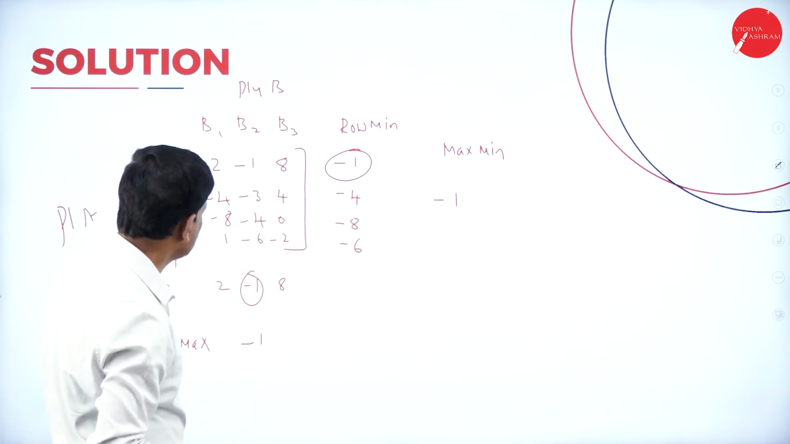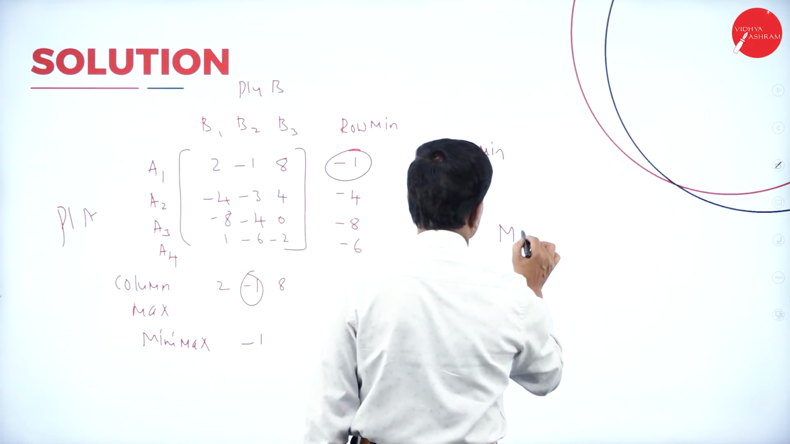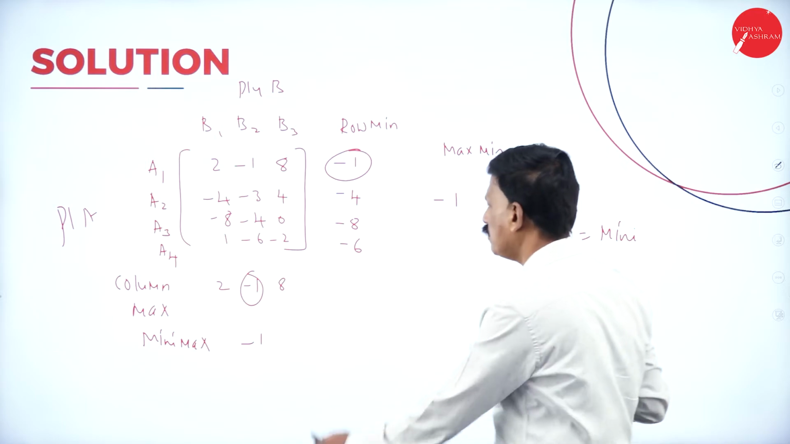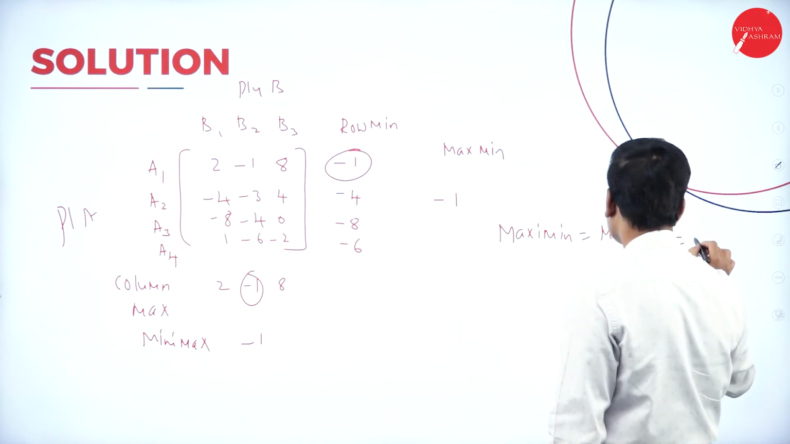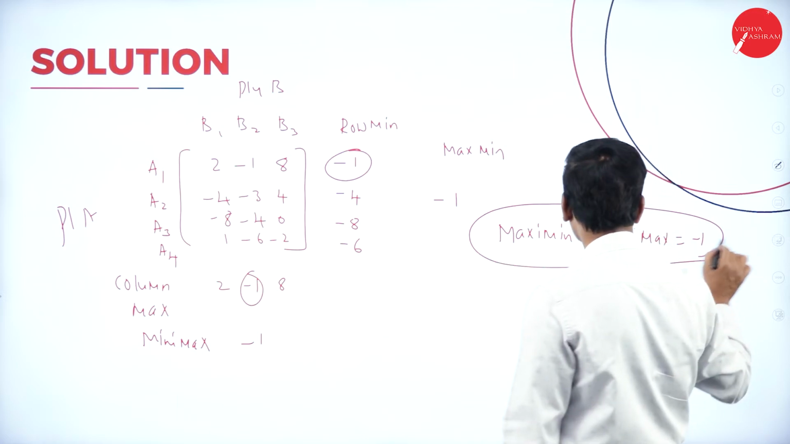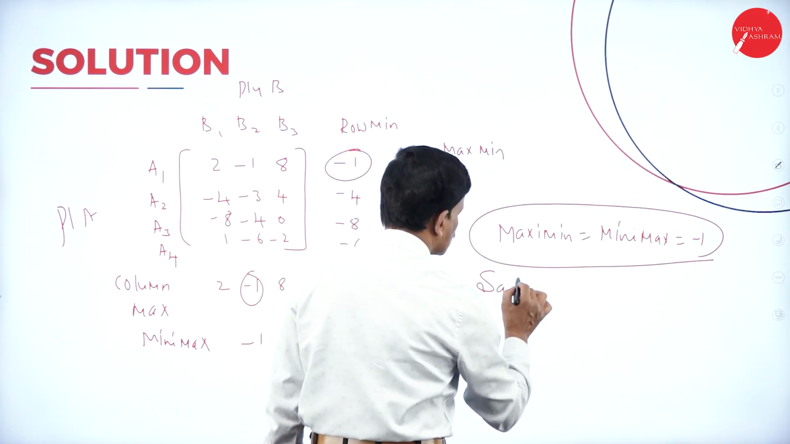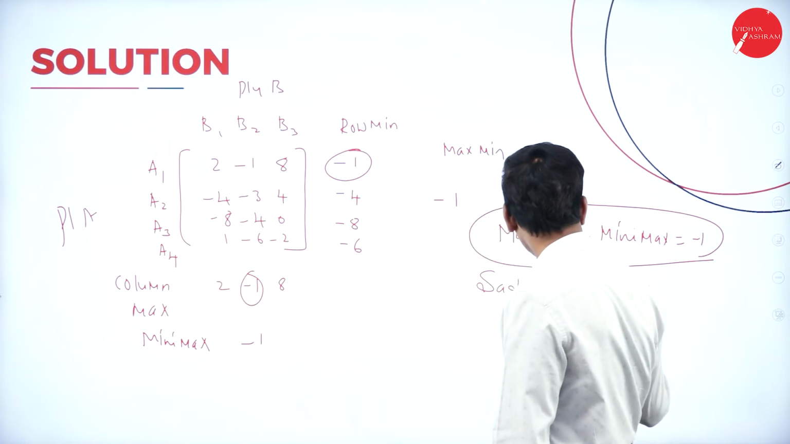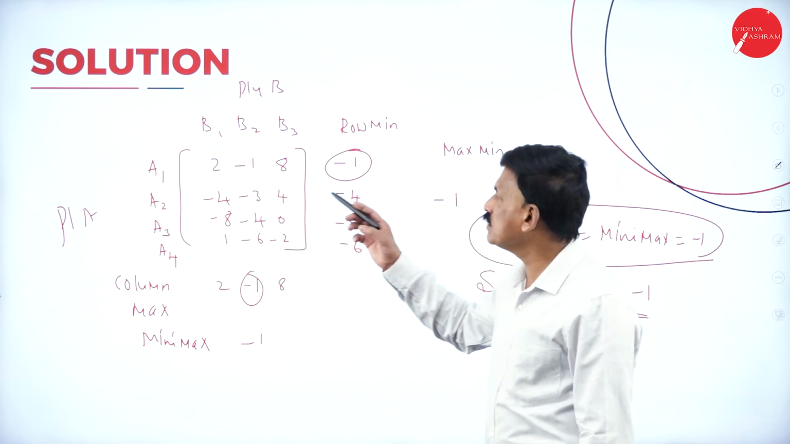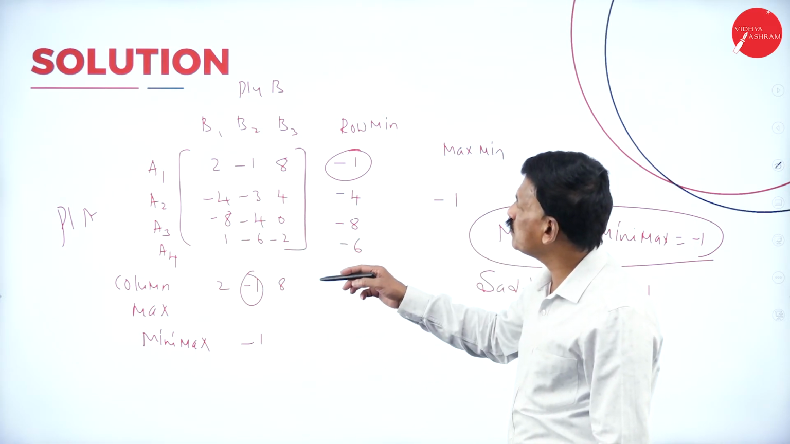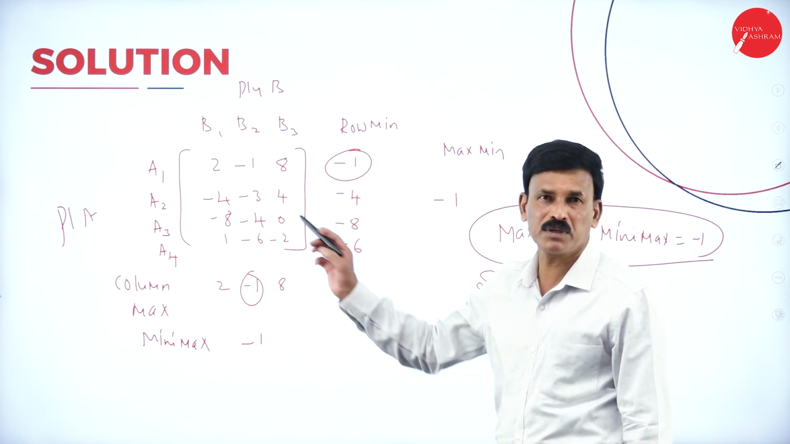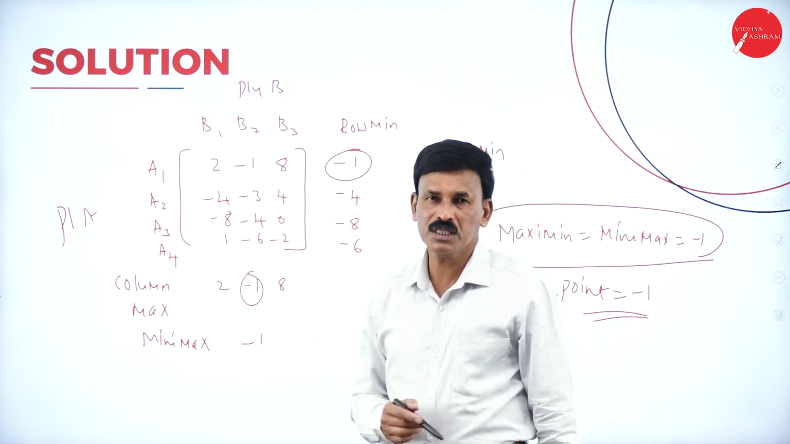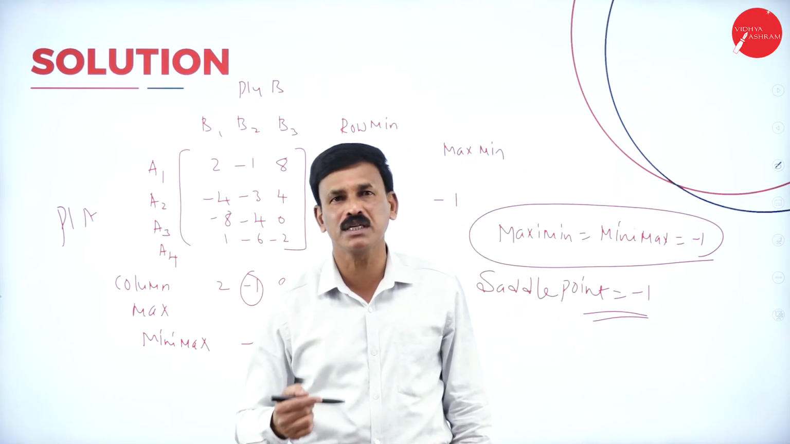So, what do you say from this? Maximin value is equal to minimax value, that's equal to minus 1. So, maximin and minimax is equal to minus 1. Therefore, the saddle point is equal to minus 1. Hence, the optimal strategy for the player A is A1 and for the player B is B2. A1 and B2 are the optimal strategies for the player A and B.